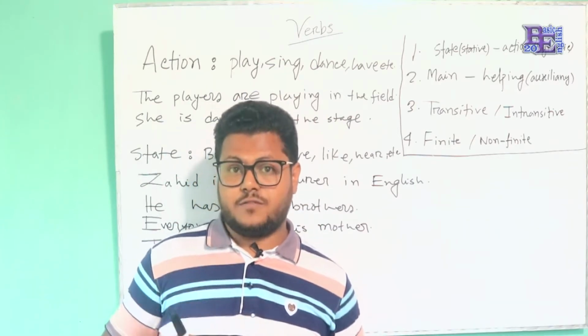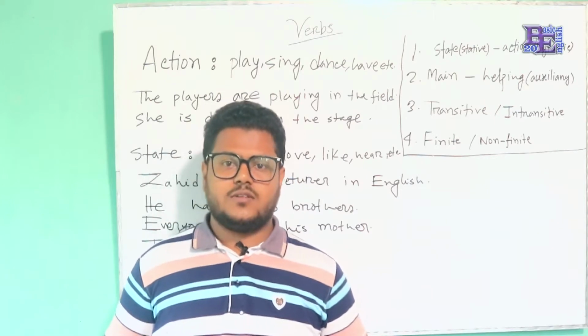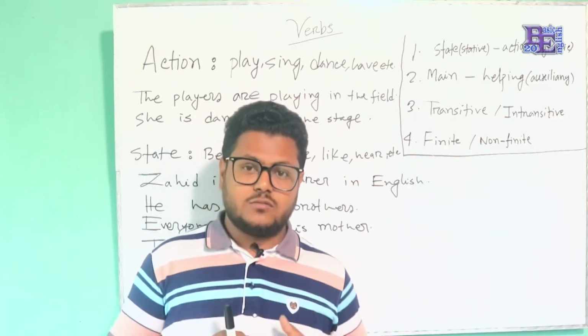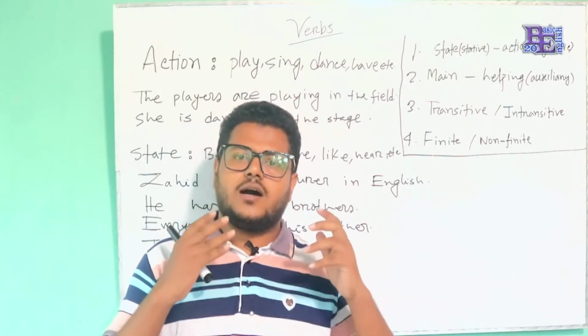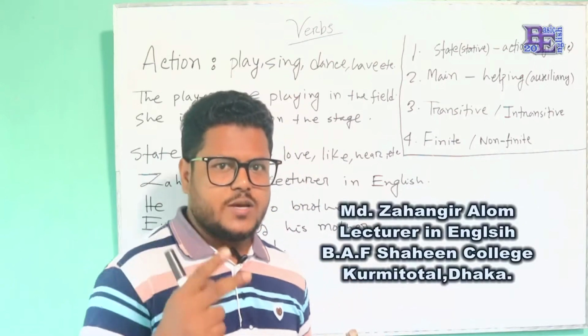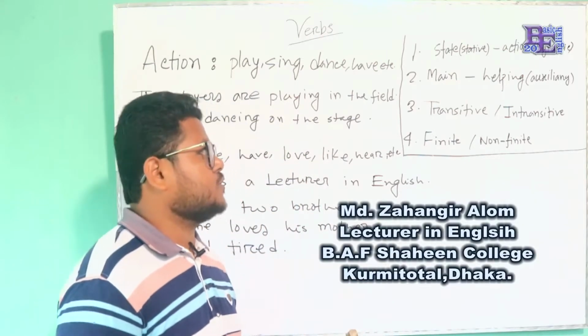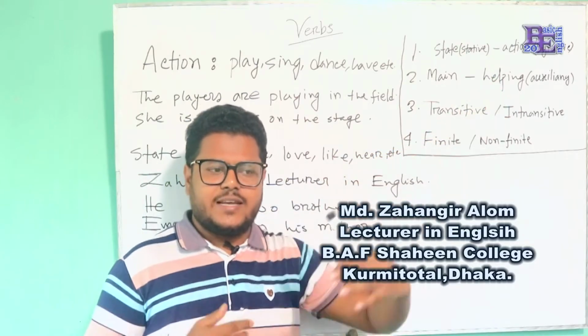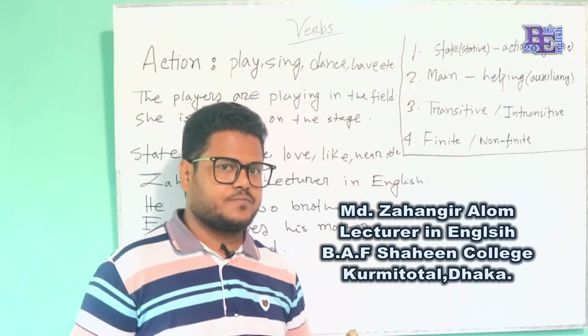What is a verb? Well, a verb is just a word that shows an action and a state. In this sense, there are two types of verbs. That is, the first one is the state verb and action verb. So let's discuss this one first.